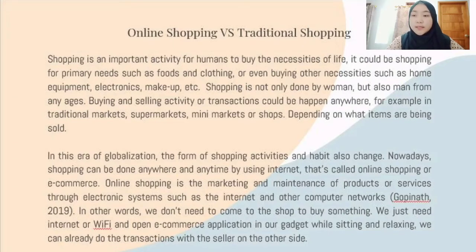Online shopping is the marketing and maintenance of products or services through electronic systems such as the internet and other computer networks. In other words, we don't need to come to the shop to buy something. We just need the internet or Wi-Fi or open an e-commerce application on our gadget while sitting and relaxing. We can already do the transactions with the seller on the other side.